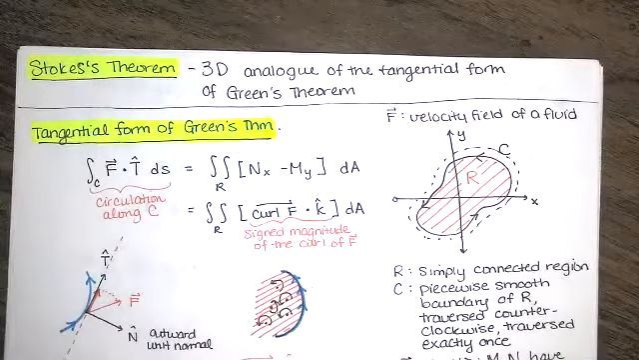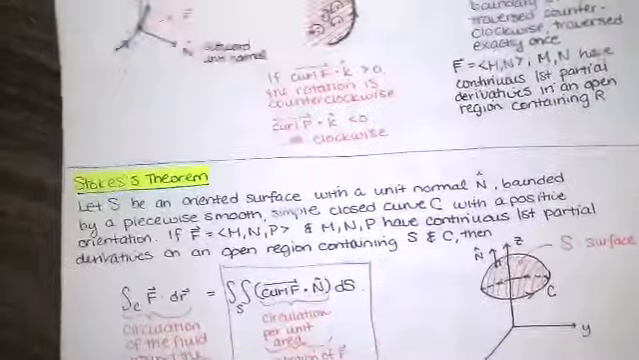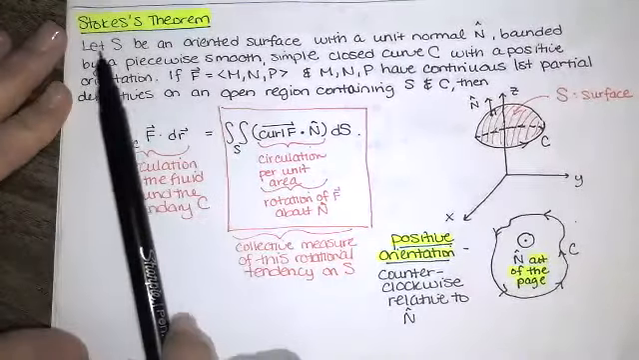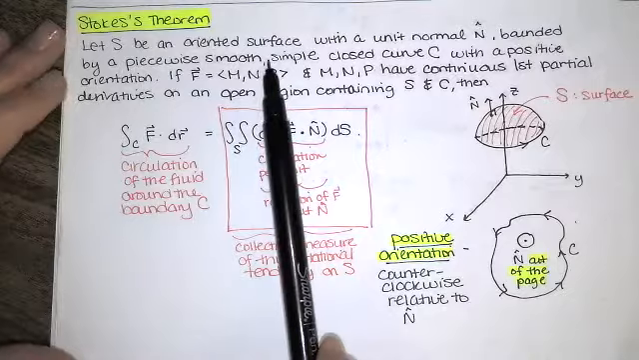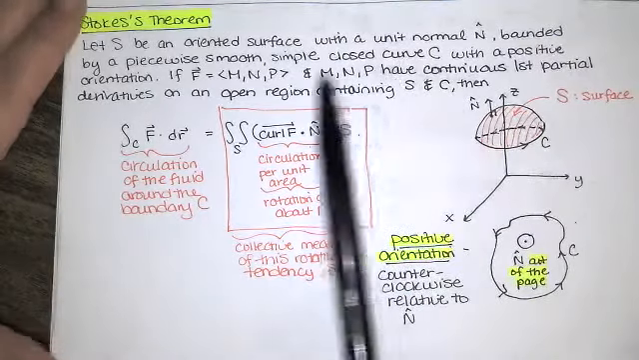Stokes' theorem is basically the same thing, but it's in 3 dimensions. So here's Stokes' theorem. It says let S be an oriented surface with a unit normal vector n hat, and let it be bounded by a piecewise smooth, simple closed curve C.